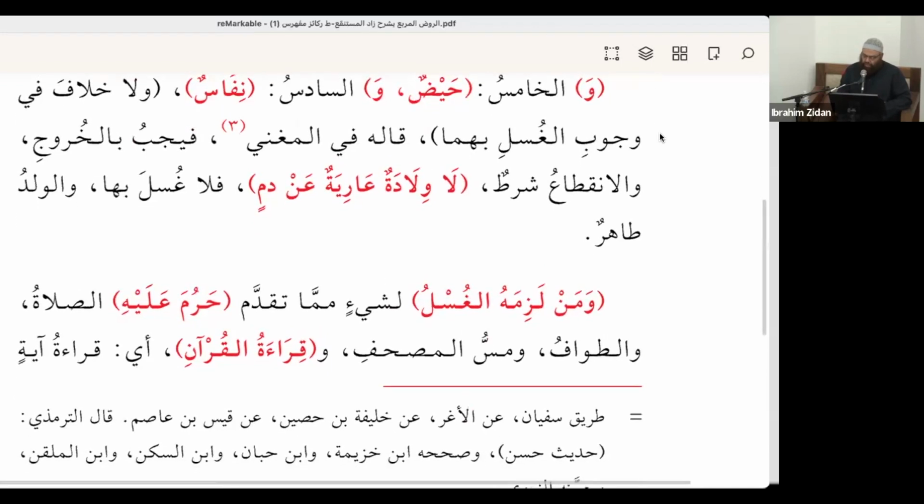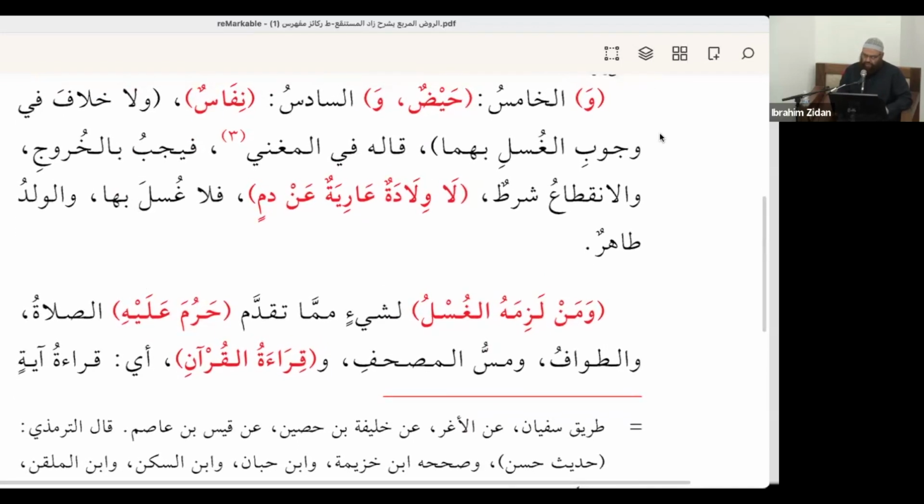We talked about khuruju al-mani, and I would read the matn of Zad al-Mustaqni, where we covered already, inshallah. So if you look at page 147, that's what we're following now, inshallah, if you're online.